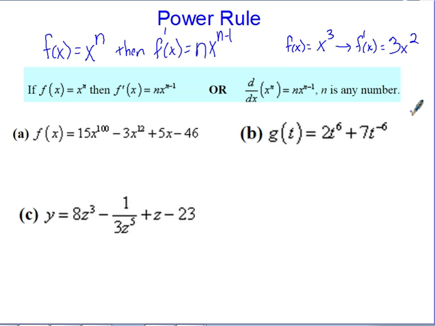Now, let's look at A. Okay? Because that's an easy one, right? That one's an easy one. Let's see what happens over here. Okay? F of x is equal to 15x to the 100th power minus 3x to the 12th power plus 5x minus 46. Now, here I don't have some simple just x to the third power. I have a bunch. But what did our first property say?